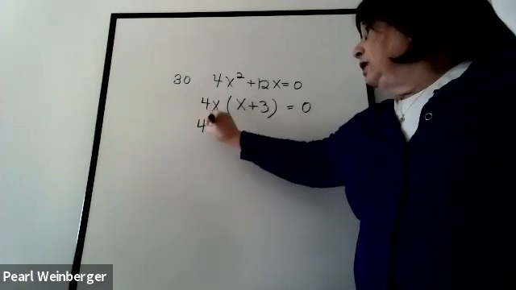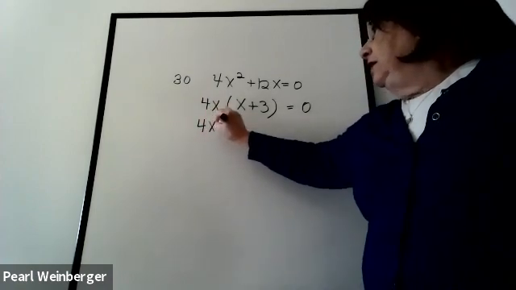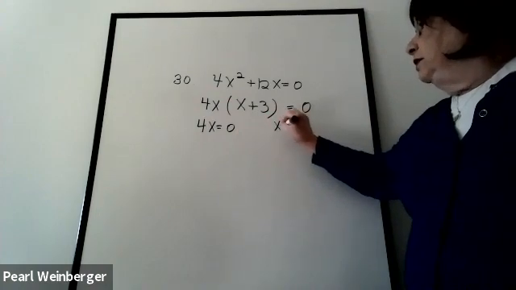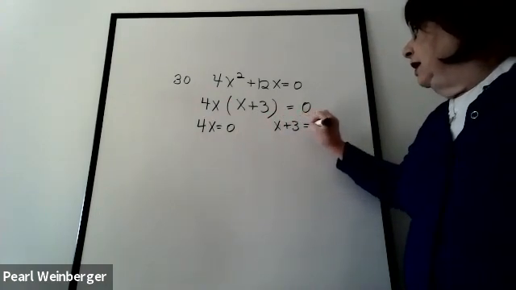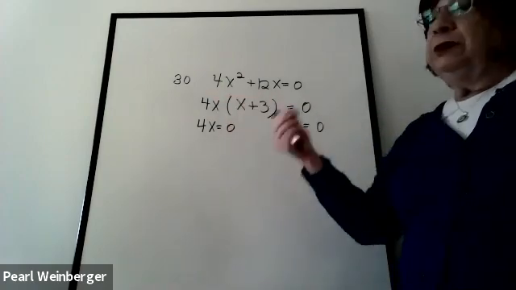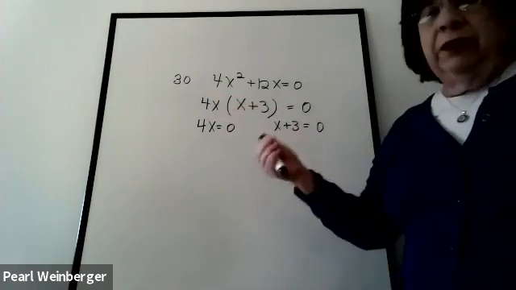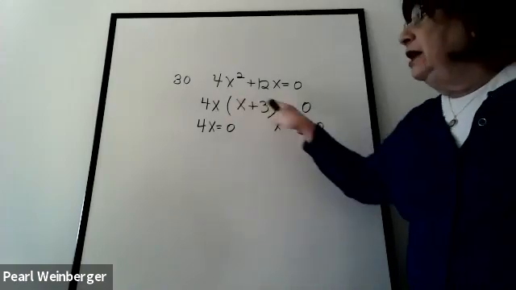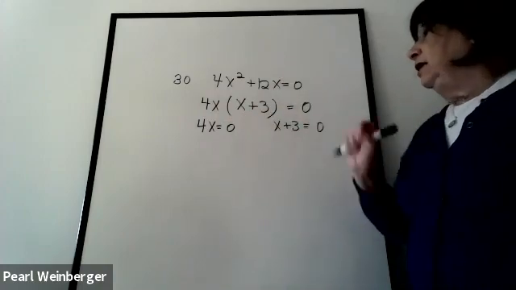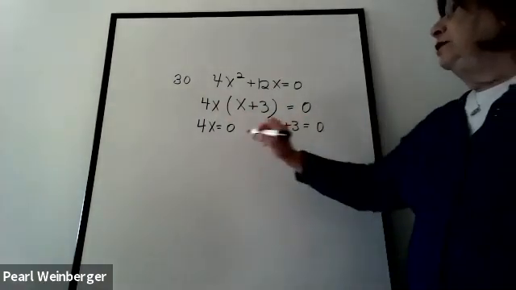So one factor is the 4x, and we set that equal to 0. And the other factor is the x plus 3, and we set it equal to 0. Remember, we said that because the only time you can get two numbers to multiply to 0 is that one of them has to be 0. We don't know which one is the 0, but it could either be the 4x or it could be the x plus 3. And this gives us two answers.